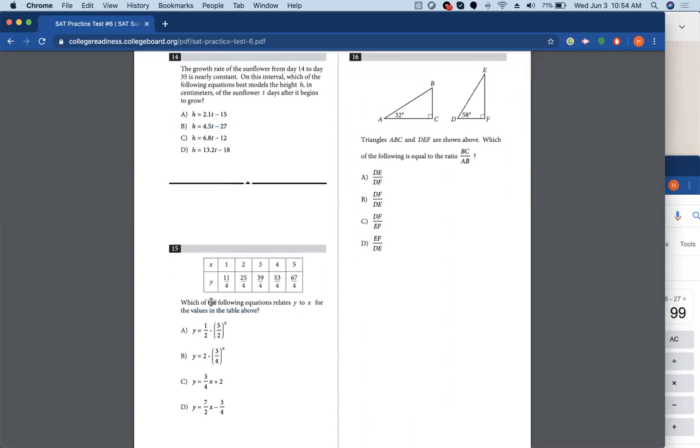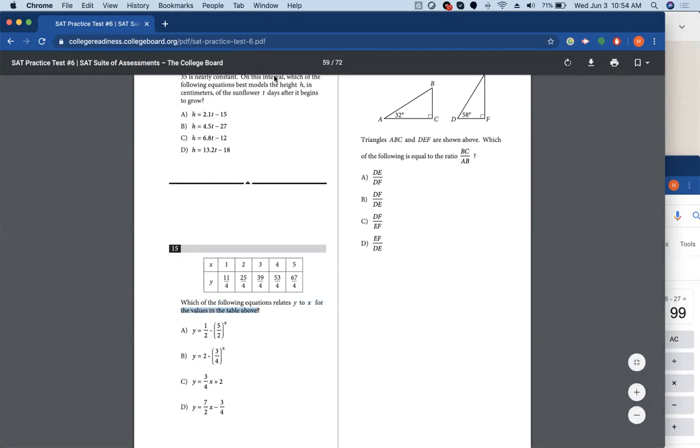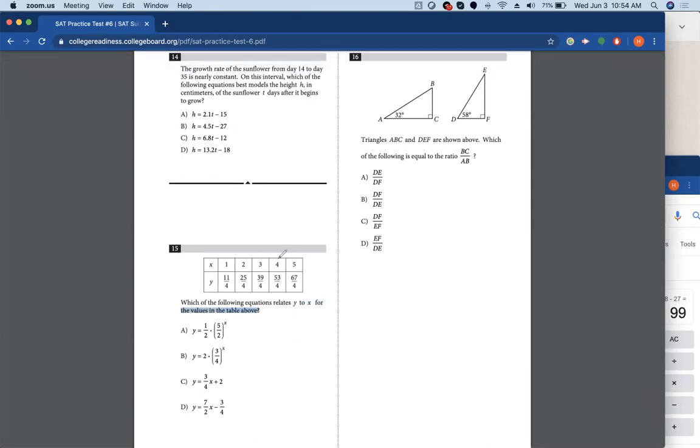Which of the following relates y to x in the table above? Let's do the plugging in method again. We just need to plug in a random number. Let's pick 4. Usually, you never want to pick the first number. The reason why is the SAT will ensure that some of the answer choices will match the first number. So you want to pick a number in the middle. Okay, 4. Let's plug in 4 over here.